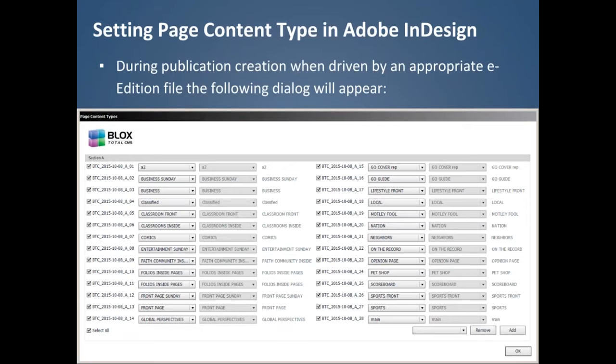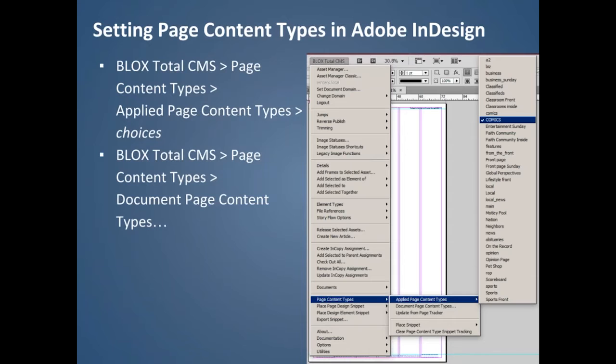Now, if advertising doesn't feed that information to BLOX Total CMS, then there's a couple different ways that you can go in and either change the page or tag the page so that you can facilitate the live edition browsing. Again, from that dialog in the browser interface where we had all those content types listed, we then read those into InDesign, and then somebody on a page in Adobe InDesign can choose the BLOX Total CMS menu, page content types, applied page content types, and then the list of the choices that are there. So that's one of the ways to do it.